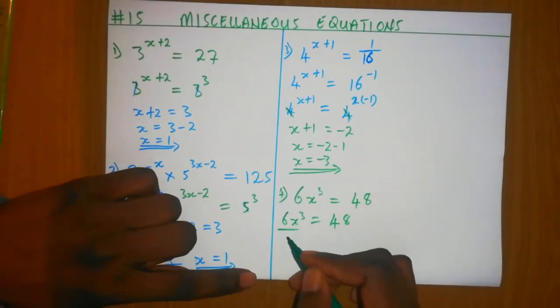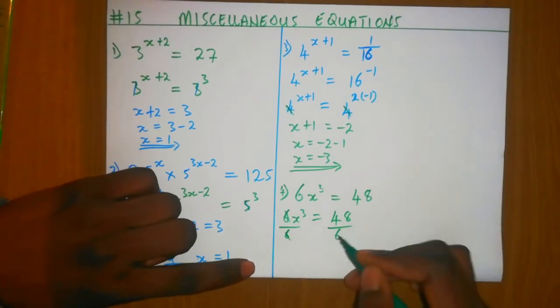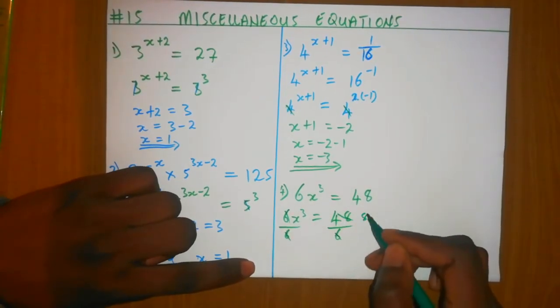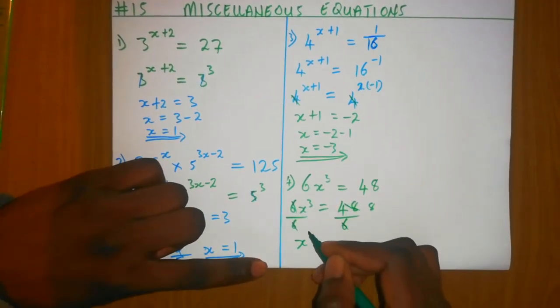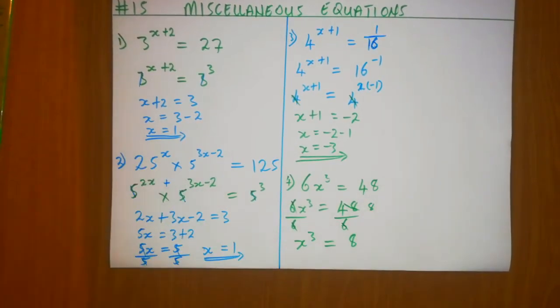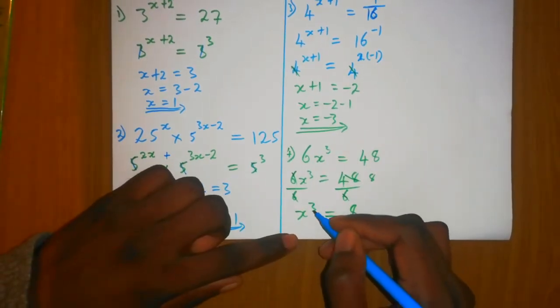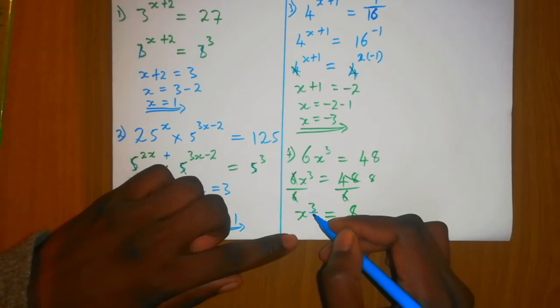So we have 6x to the power of 3 is equal to 48. We are going to divide by 6, then we'll cancel here. 6 into 48, that's an 8. Then x to the power 3 is equal to 8. Now there is a critical concept that I want you to understand from this stage. If we are looking for this x, we have to know that this 3 is always over 1.